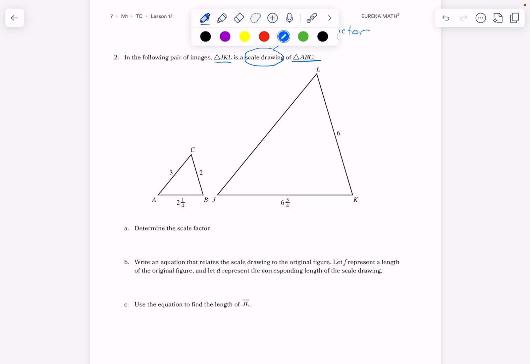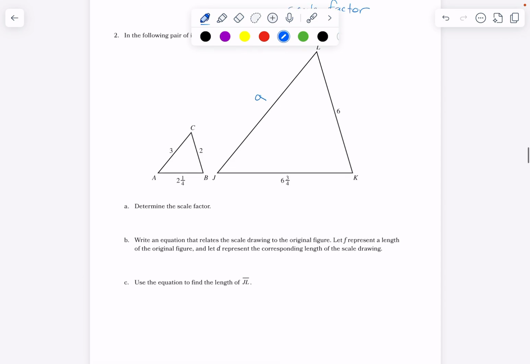And so you'll notice, like we talked about in class, there's a missing side length here. And our goal is to find that missing side length. And so we're going to call that A. Later, I'll just skip down to part C real quick. So for part C, this is telling you you need to find A. That's just a little reminder.